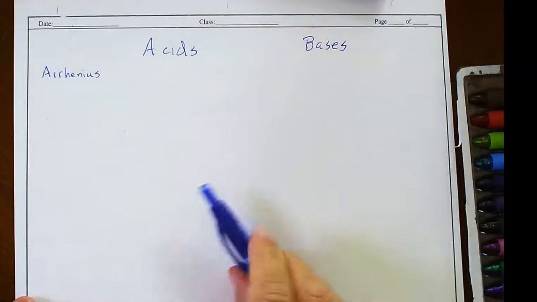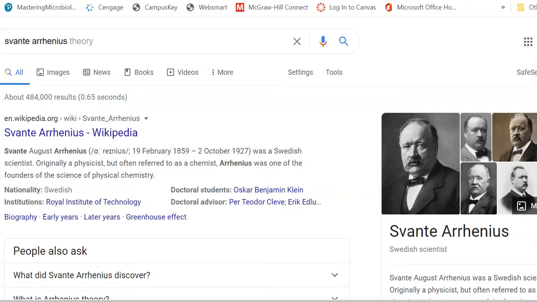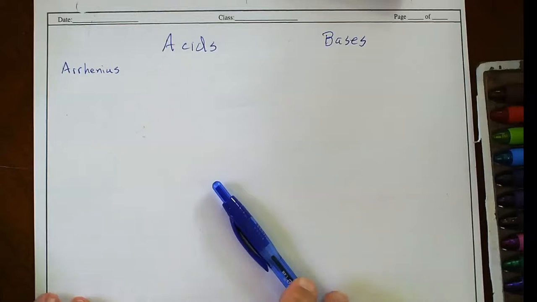The first is the Arrhenius definition. And here's just a quick Googling and a Wikipedia article. I know Wikipedia is not considered a good source, but it's fine for what we're doing here. I just want you to see who this guy is. Swedish chemist, born in 1859, died in 1927. He was one of the founders of physical chemistry. So he lends his name to this definition of acids and bases.